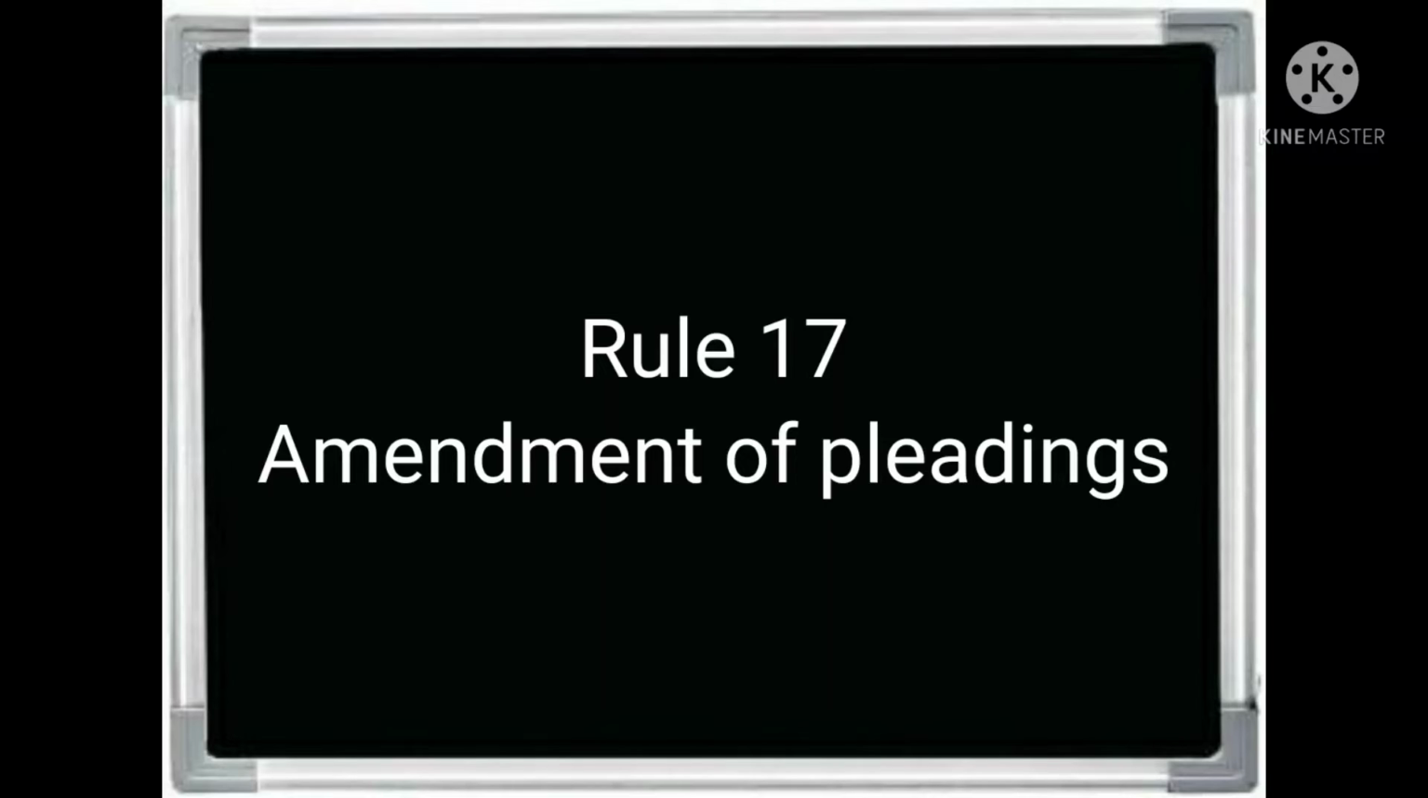The next important rule is Rule 17 of Order 6. This is all about amendment of pleading. The court may at any stage of the proceeding allow either party, whether plaintiff or defendant, to alter or amend his pleading in such a manner and on such terms as may be just, and all such amendments shall be made as may be necessary for the purpose of determining the real question in controversy between the parties.